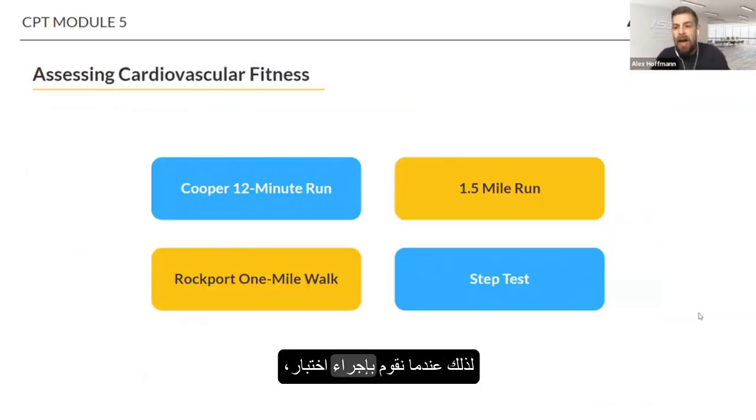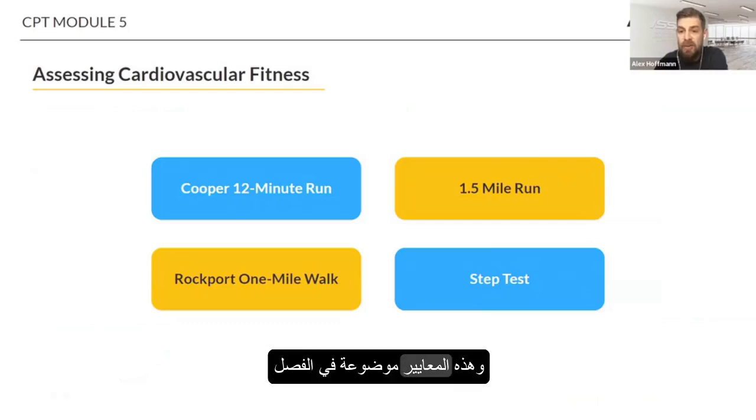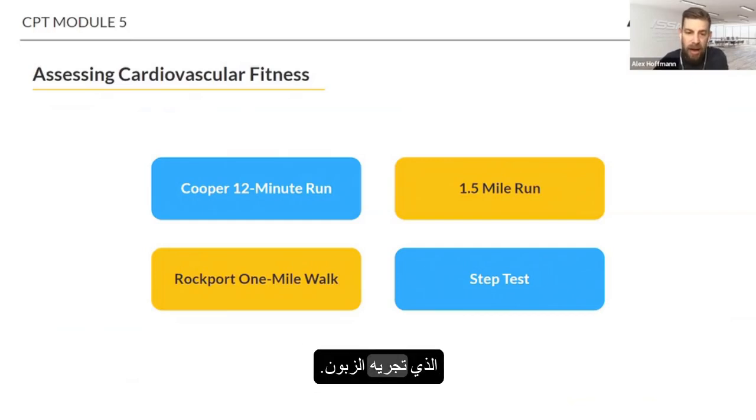So when we're testing cardiorespiratory or cardiovascular fitness, we can use one of the tests that are outlined in the textbook. All of these will be able to provide us with estimations of a client's VO2 max, which is simply the maximum amount of oxygen that the body can take in during exercise. And then we can compare those to norms based off of a client's sex and their age. And those norms are laid out within chapter 7 of your textbook there, based on the type of test that you conduct with the client.